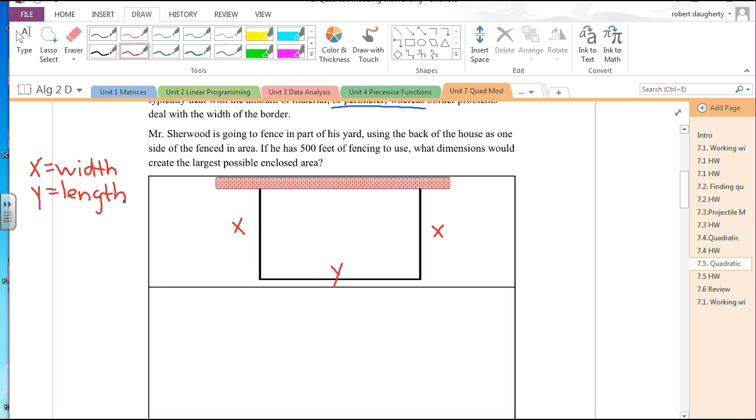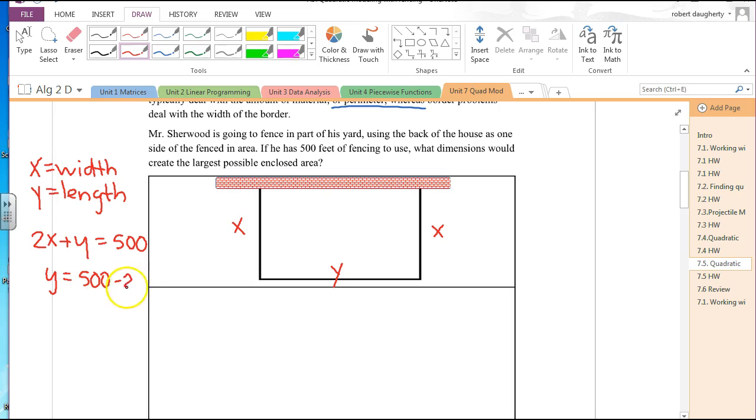Now, what do I know about the fence already? I know what? I have 500 feet of fencing, so I can't just make it whatever I want. So I know that this plus this plus this has to equal what? 500, okay? So I know that 2x plus y is equal to 500. What does this mean that y is equal to? How do I solve this for y?